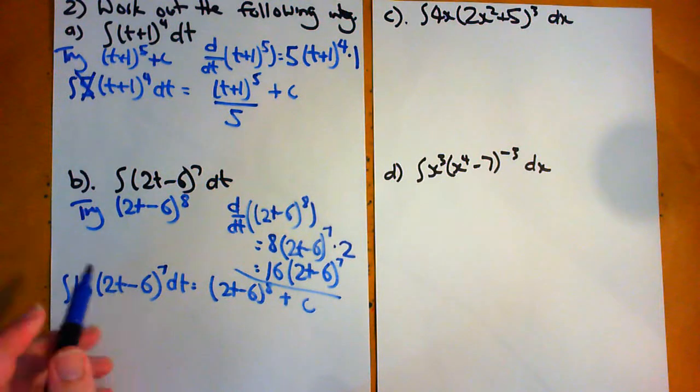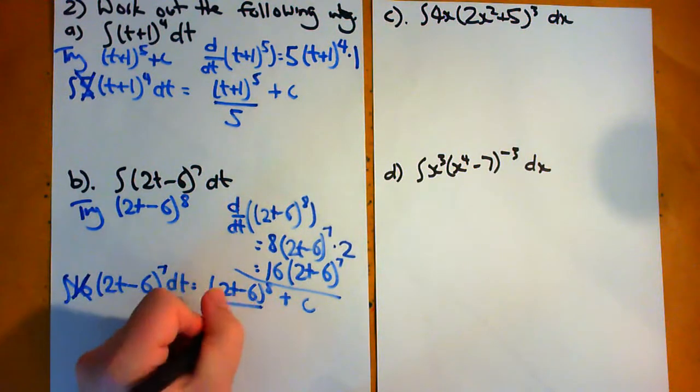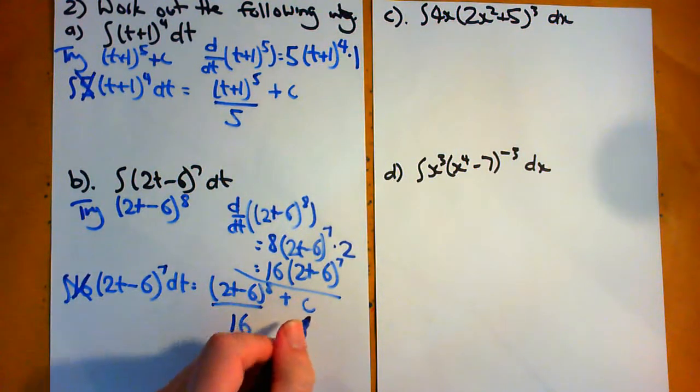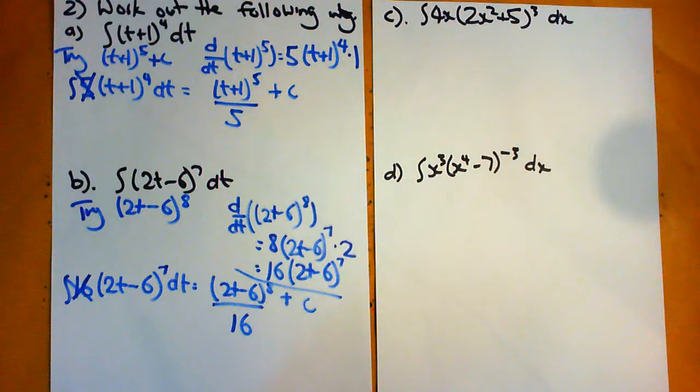We've got the bracket. Only thing is that we don't want this times 16, so we can divide that by 16. Notice that c divided by 16, a constant divided by another constant, is still a constant, so we don't need to worry about dividing the c by 16. Okay, so we've got that the integral of 2t minus 6 to the power of 7 dt is 2t minus 6 to the power of 8 over 16 plus constant.